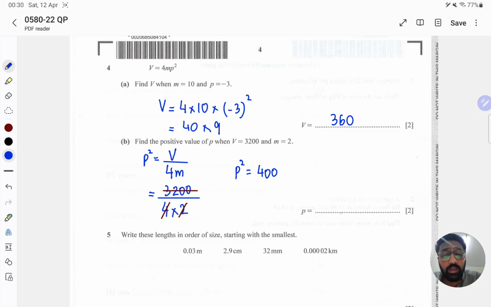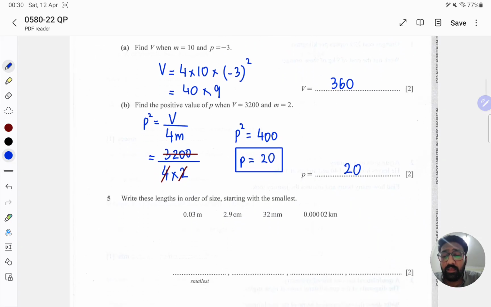Now we can take square root on both sides, and square root of 400 is 20. And I advise all of you to memorize the square numbers and cube numbers up till 1000. The answers should be up till 1000, like 10 cube is 1000, and similarly you should memorize the square numbers up till 1000 and a little above that. So the answer for P is 20 in this case.